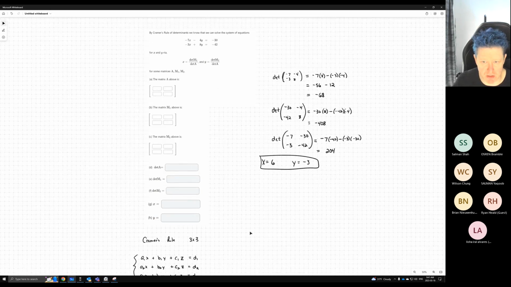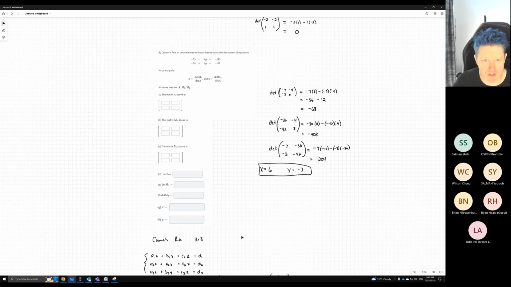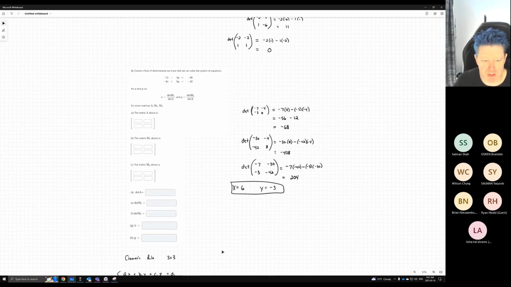Okay, so before we get into that, are there any questions about what we have talked about so far? Any questions about Cramer's rule for solving systems of 2 equations and 2 unknowns?